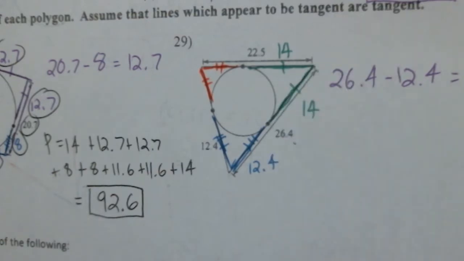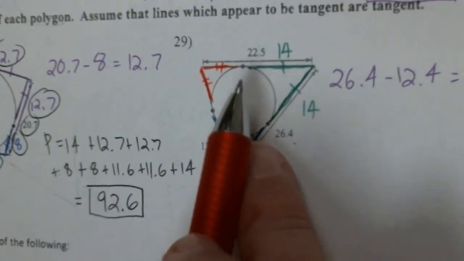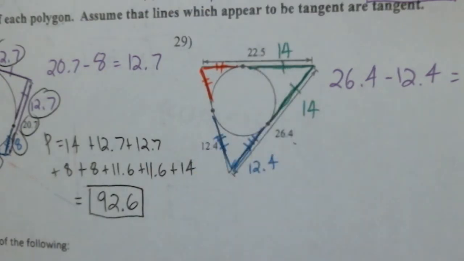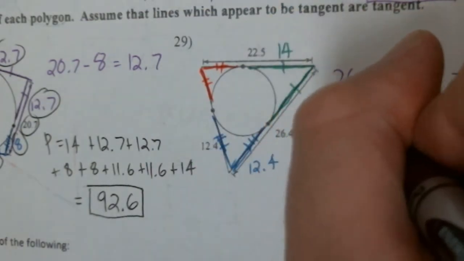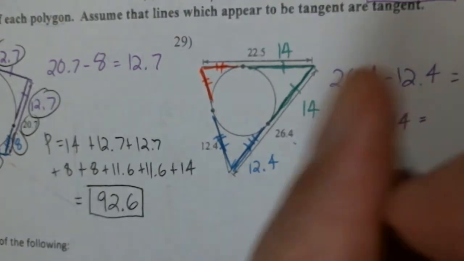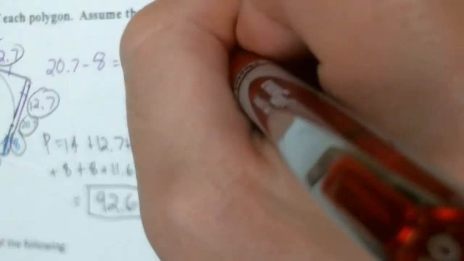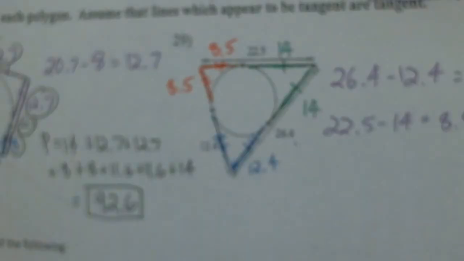And if that green piece is 14, to find the red piece, I've got to do the whole 22.5, the whole piece minus the green piece. 22.5 minus 14, and that gives me 8.5. So that red piece is 8.5, which means this red piece is 8.5.